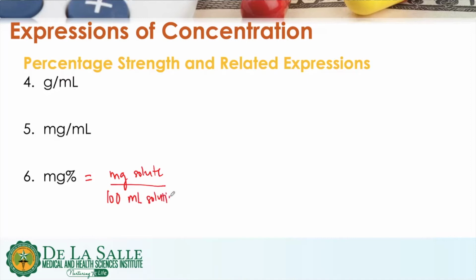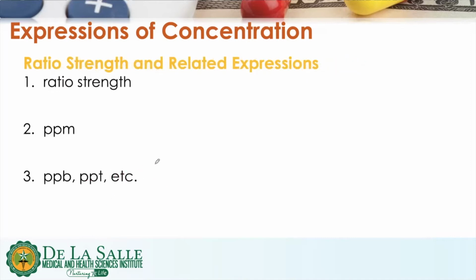Now, for certain solutions which are very dilute, we often use ratio strengths. Ratio strengths are basically strengths which are expressed as ratios such as 1 is to 10, 1 is to 25, or 1 is to 1,000. Now remember that the first number refers to the amount of the solute, while the second number refers to the amount of the solution or the mixture.